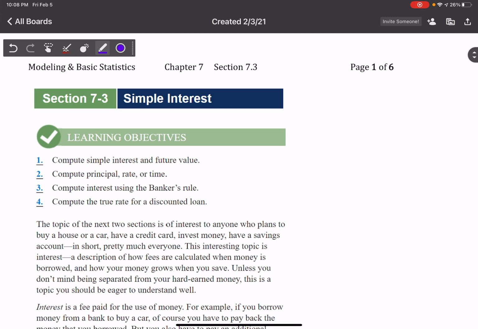So the topic for the next two sections is of interest to anyone who plans to buy a house, a car, have a credit card, invest money, have a savings account. In short, pretty much everybody. Everybody will have to learn what interest is, and everybody will have an encounter with interest. This interesting topic is interest, a description of how fees are calculated when money is borrowed and how your money grows when you save. Unless you don't mind being separated from your hard-earned money, this is a topic you should be eager to understand.